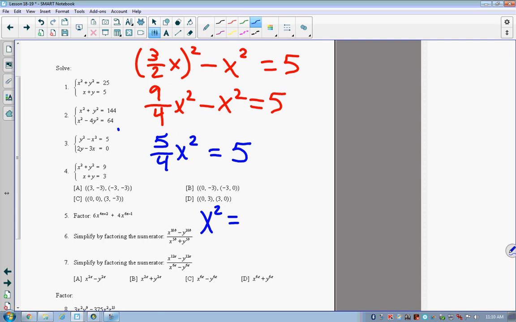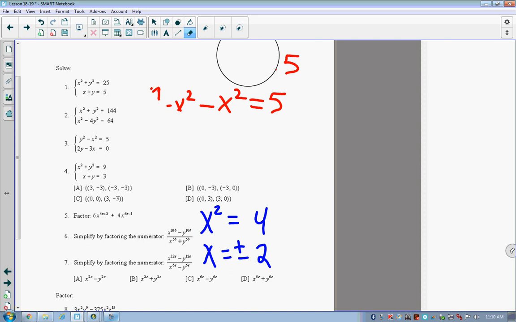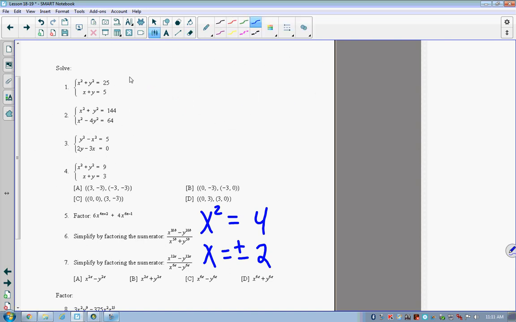So what is 5 times 4? What's 20 divided by 5? 4. Okay, so I get x squared equals 4. Okay, so x is going to equal positive and negative what? 2. Okay, now that I know that, we can come back into our equation of a line and plug in. So let's see, make sure I'm in the right spot here.